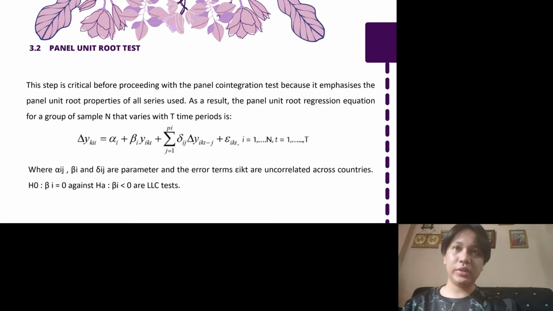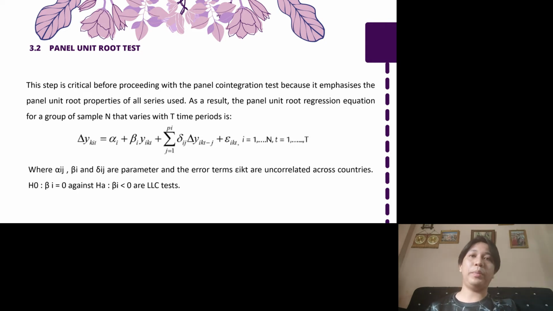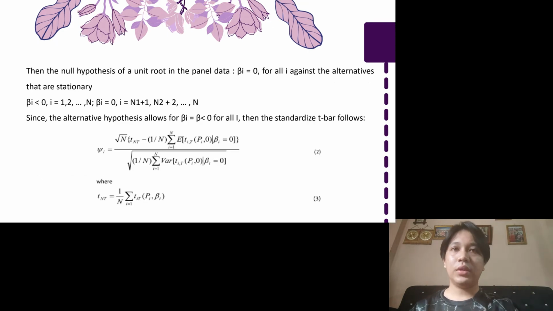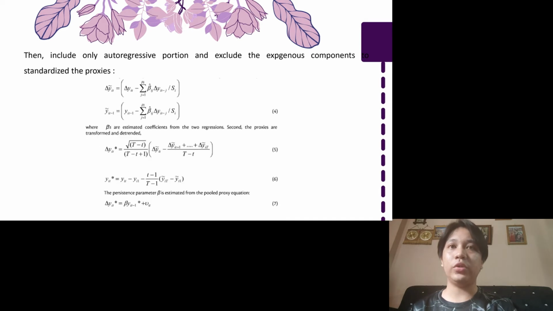For this research, we have conducted 3 different tests to obtain the objective of our studies. Firstly, we're going to use panel unit root test. This test is very important before we proceed with the panel co-integration test because it is to emphasize the panel unit root properties of all series used. This is the formula for conducting panel unit root test.